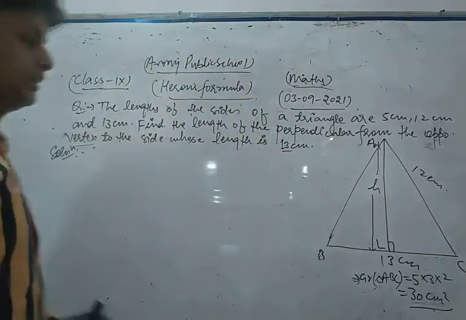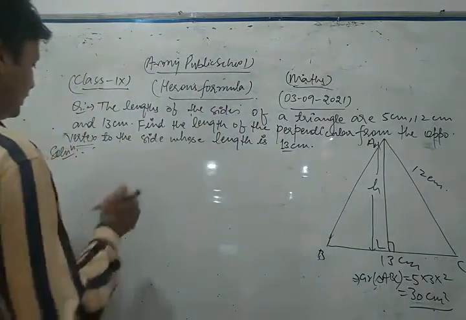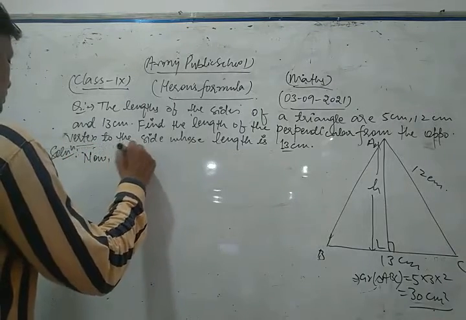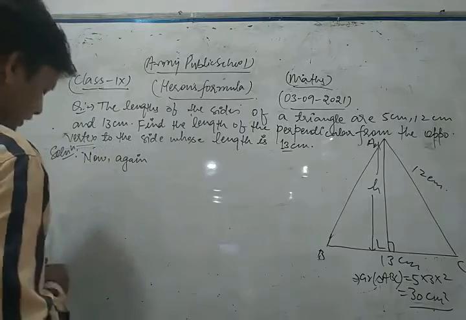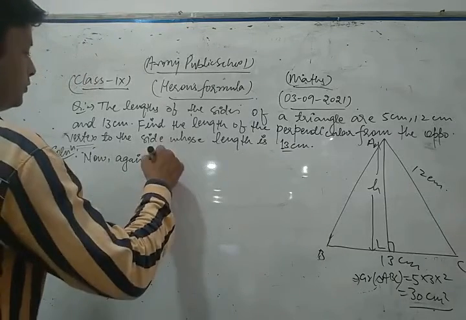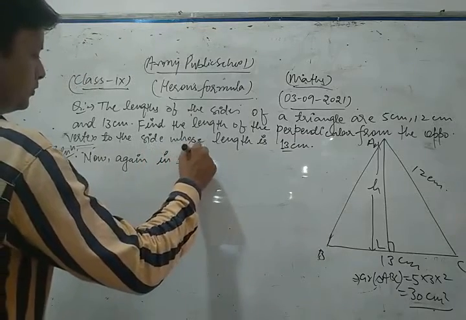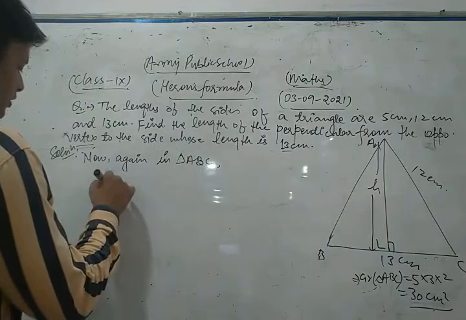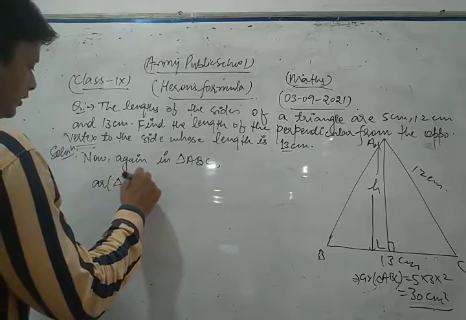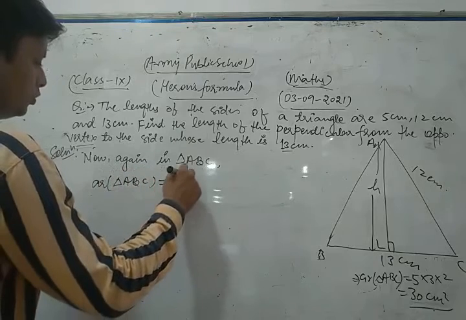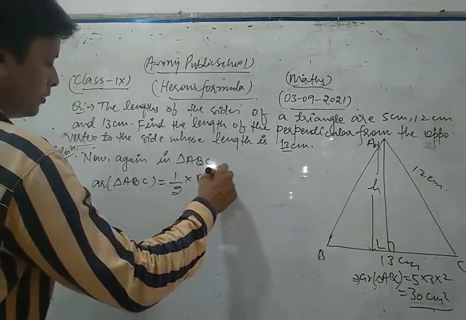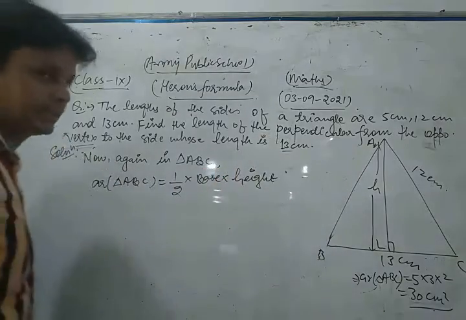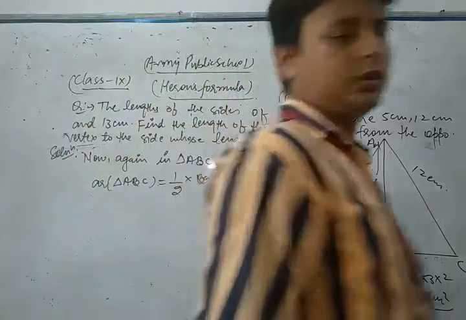Now look, after finding the area of triangle ABC, again we apply the formula for area of triangle. In triangle ABC, area of triangle ABC is equal to 1 upon 2 into base into height. This is the common formula to find the area of triangle when its base and their corresponding altitude is given.